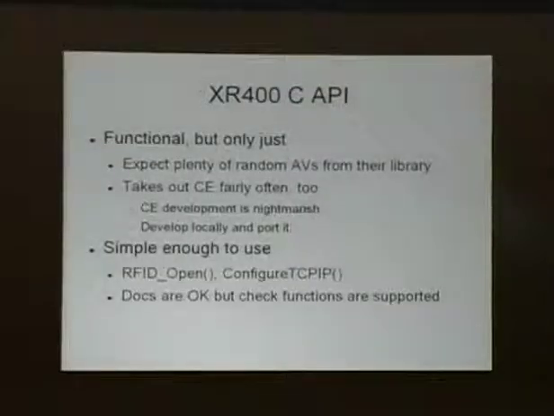The API itself, it's kind of functional, but barely. Their library is beta, and it shows. You can expect lots of random access violations. You can expect lots of random errors. Don't expect your code to run under Wine. My code runs perfectly until I try to actually write a tag out, and then it crashes. Works fine under Windows. Who'd have thunk it?